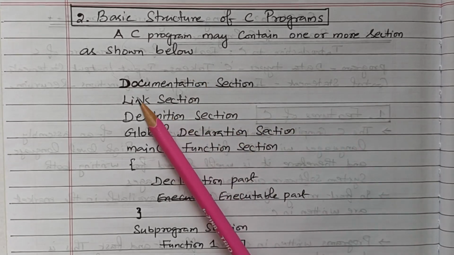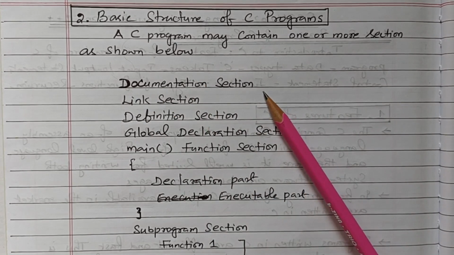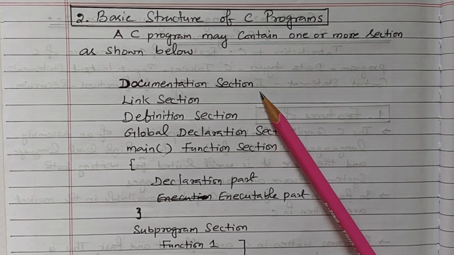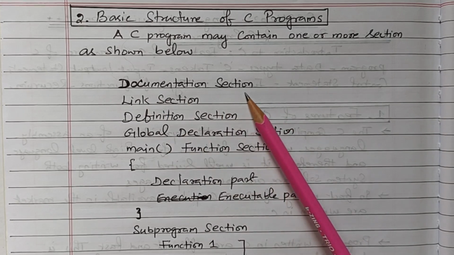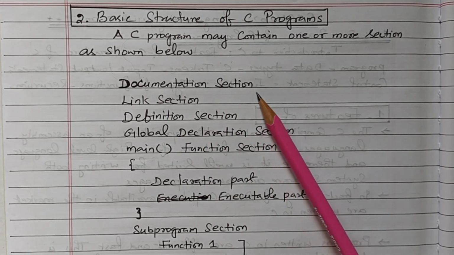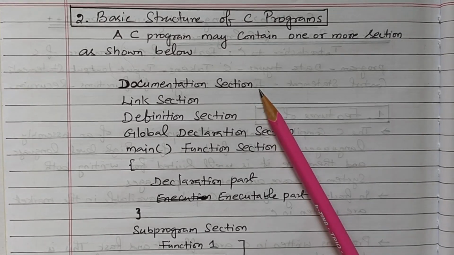The first section is the documentation section. Documentation section means it will give the details about the program. What is the program? What is the author name? What is available in this program? The details about the program is given by the documentation section. This section is not executable. Just it will give the information about the program: what program, what type of logic, and who is the author.